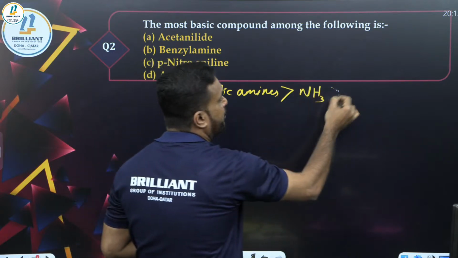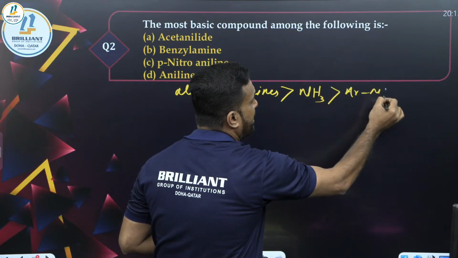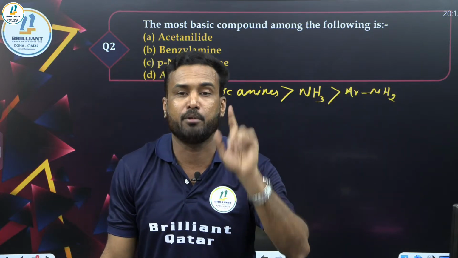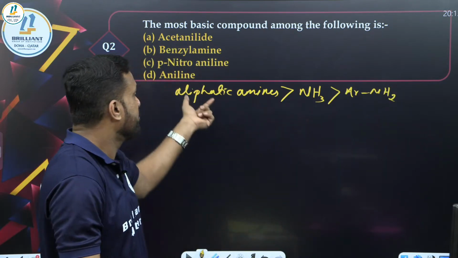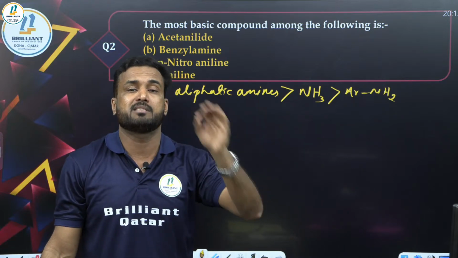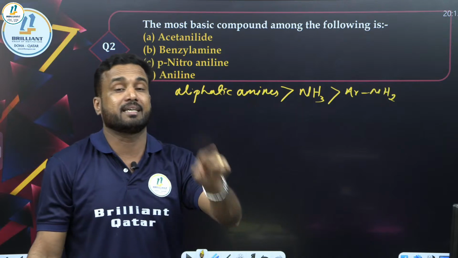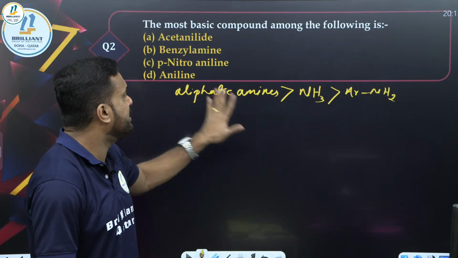And the aromatic amines, RNH2, are less basic than ammonia. That is the basic idea about the basicity of amines. Wherever aliphatic amines come, they are the most basic. Among aliphatic amines, tertiary is greater than secondary, greater than primary. That we will discuss later. Here you keep this in mind.